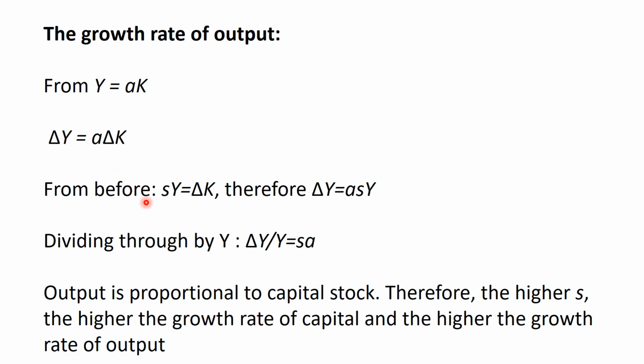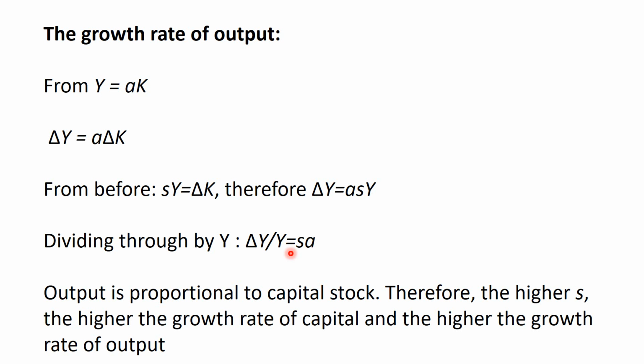From before, on the previous slide, we now know that all of the savings in the economy being generated goes towards changing the amount of capital in the economy. So, by substitution, the change in total output is going to be equal to the marginal product of capital multiplied by the amount of savings in the economy. As before, if we divide through by y, what we can see is that what we are measuring is the overall output growth rate. And the overall output growth rate is going to be equal to the savings rate multiplied by the marginal product of capital.